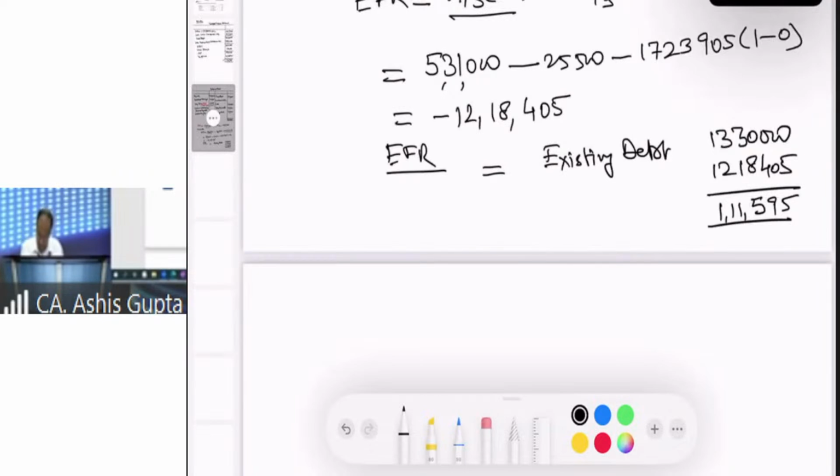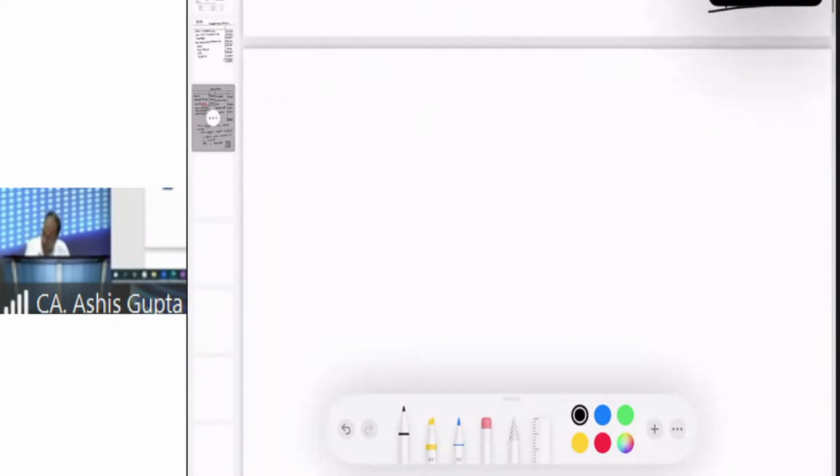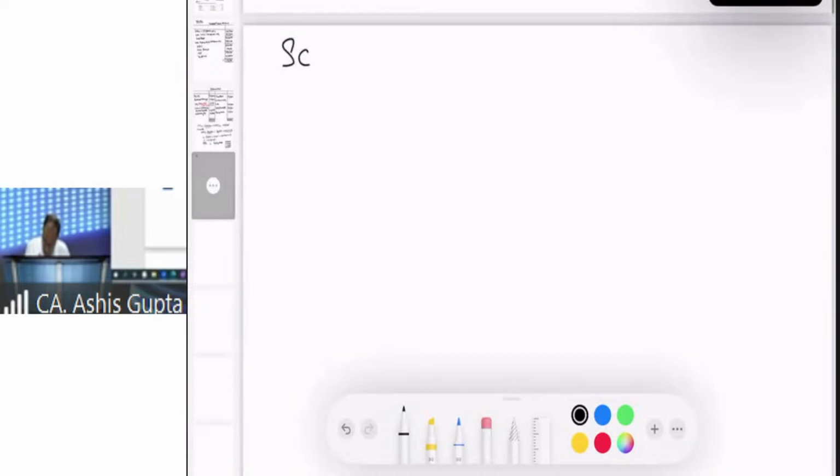Okay, student. Now we are discussing scenario 2. First, our modified income statement will remain the same. I am considering only the balance sheet.